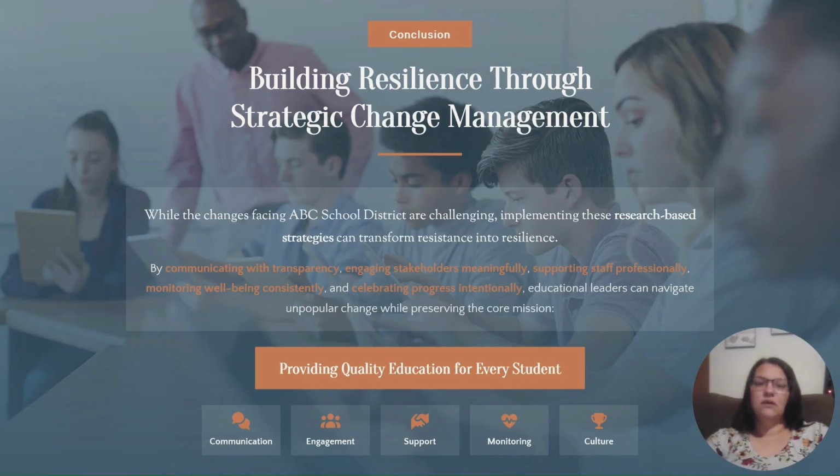And what does matter the most? Providing quality education for every student. That is the mission that anchors everything we've discussed here. Communication, engagement, support, monitoring, culture. These aren't separate initiatives or checkboxes. They're integrated elements of strategic change management that work together. Build the resilience your school community needs to not just survive this transition, but emerge stronger, more unified, and more focused on student success than ever before.